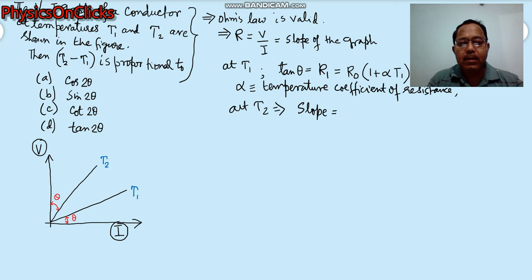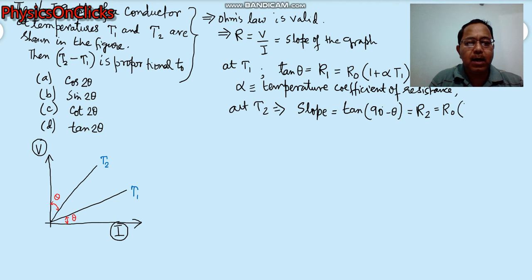equal to how much? The angle that it makes will be 90 minus theta. So it will be equal to tan of 90 degree minus theta. The resistance is R2, and that is at temperature T2. So it is R0 into 1 plus alpha times T2, is it not? I hope you understood where 90 minus theta comes from. So hence we can say that at temperature T1 and at temperature T2 we got the two resistances, is it not?